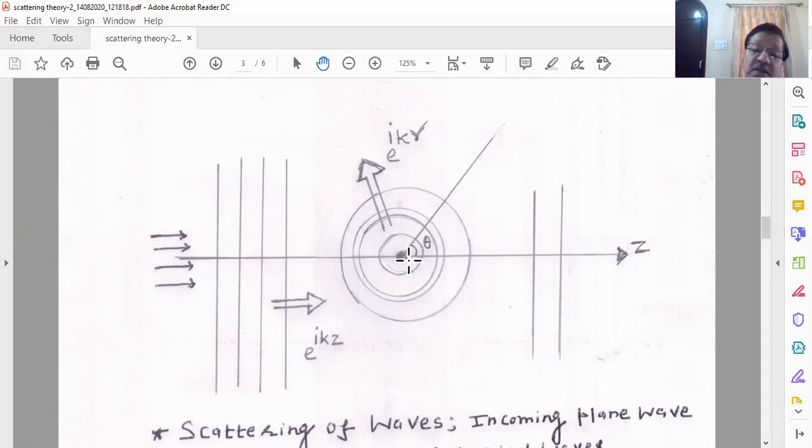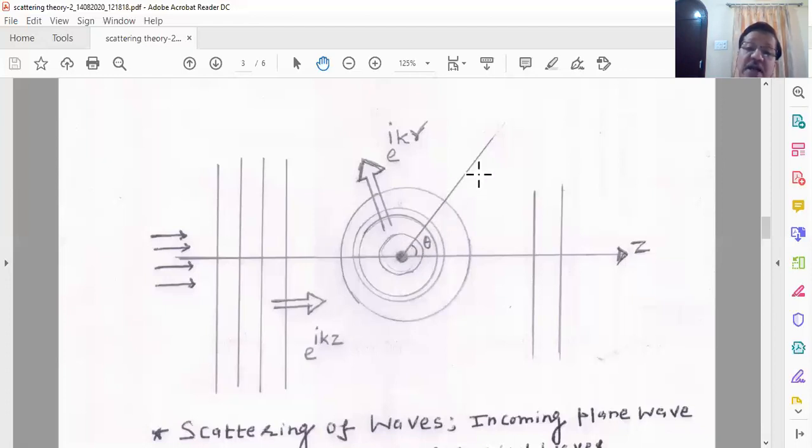Please remember this. Once again I am repeating, it is a spherically scattered wave which is diverging in a radially outward direction. So you have the spherical wave, the scattered waves are spherical. These spherical waves are moving radially outward. They are diverging.